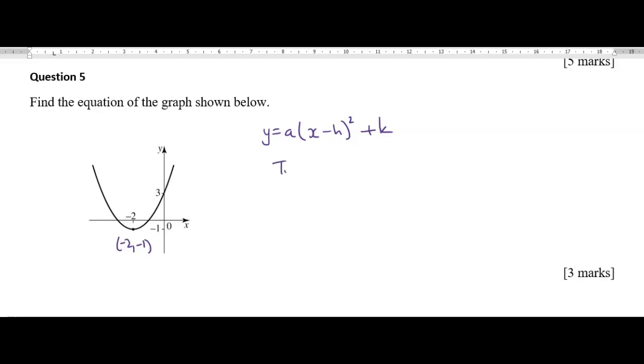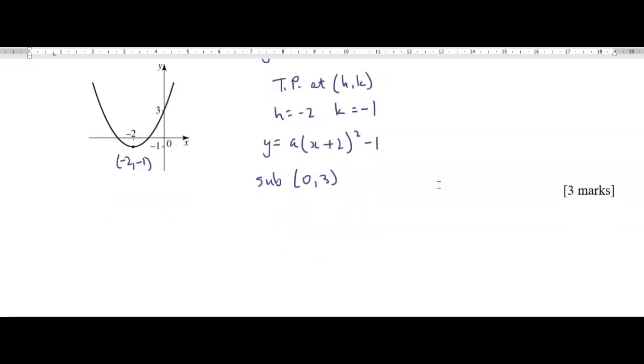So remember your turning point is at (h, k). So for this question, h is -2 and k is -1. So then we just substitute that into our equation. Now, because h is a negative, a negative and a negative gives you a plus, so it's going to be (x plus 2) squared minus 1. Now we substitute in whatever other point we have. So we've got the y-intercept, which is (0, 3).